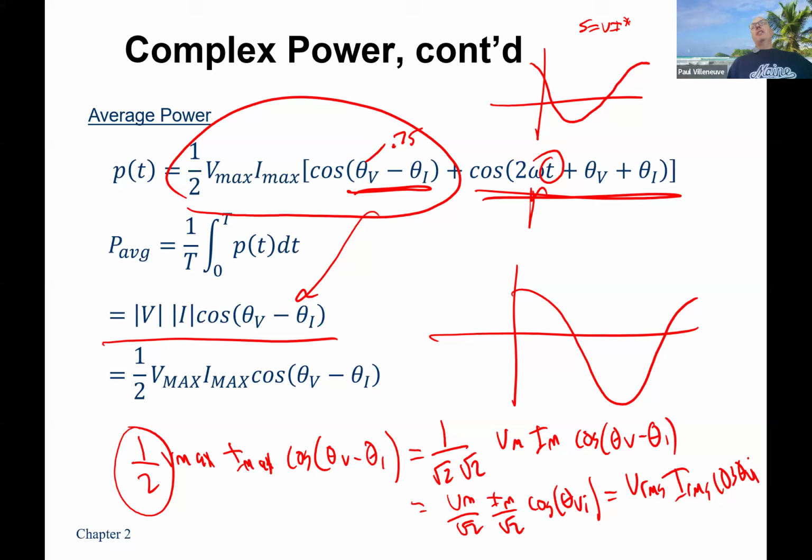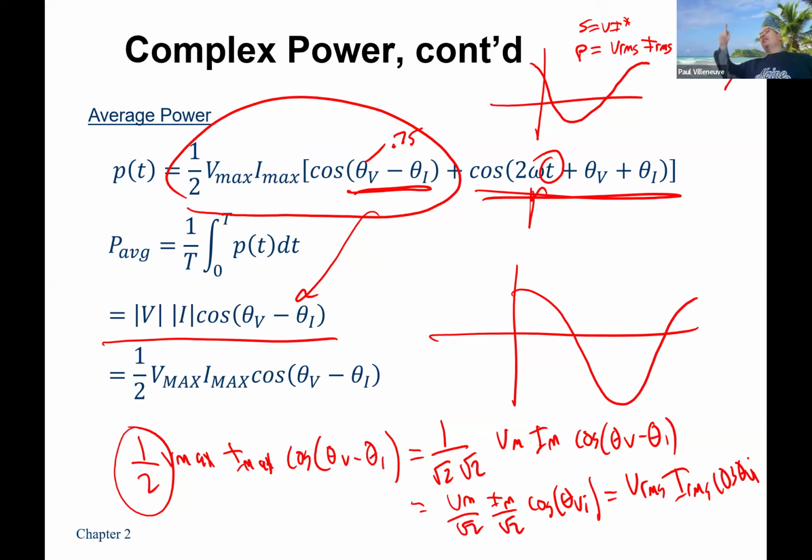So S equals VI conjugate. The reason why we need the conjugate is that my real power term, if you remember, was VRMS times IRMS. And you took the cosine of the angle, the angle associated with the voltage, minus the angle associated with the current. If you just multiplied V and I together, you would add, if you remember from when we did polar numbers, when you multiply two polar numbers, you multiply the magnitudes and you add the angles. We have to subtract the angle.